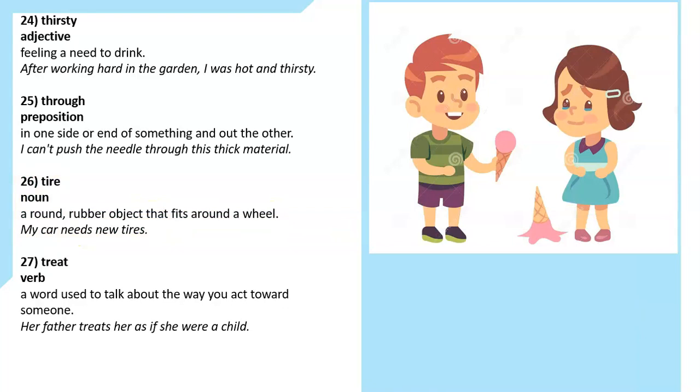Our next word is treat. Treat is a verb, and it is a word used to talk about the way you act towards someone. For example, her father treats her as if she were a child. When you use this word, you are talking about how people are acting towards someone. So, we need some words to talk about treat.